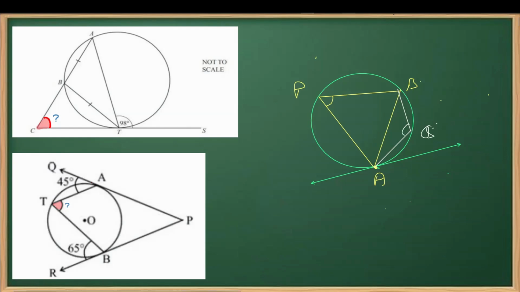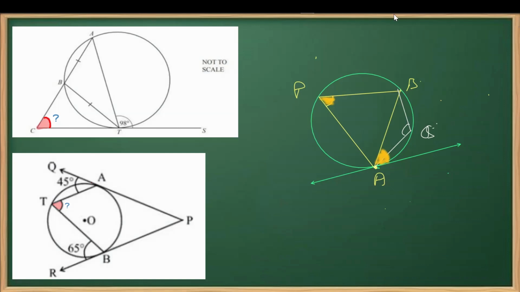Now what is an alternate segment? The angle subtended by a chord with the tangent is equal to the angle subtended by the same chord on the alternate segment. That means this. So these two angles will be equal by the alternate segment.